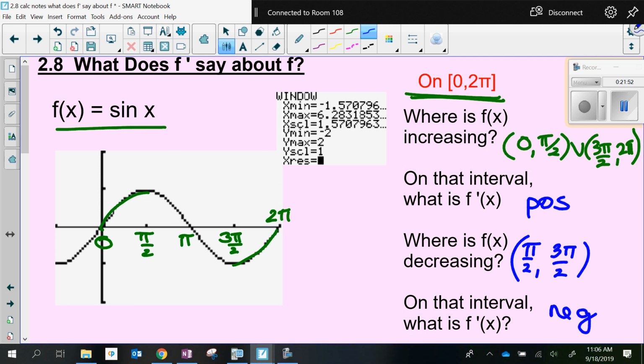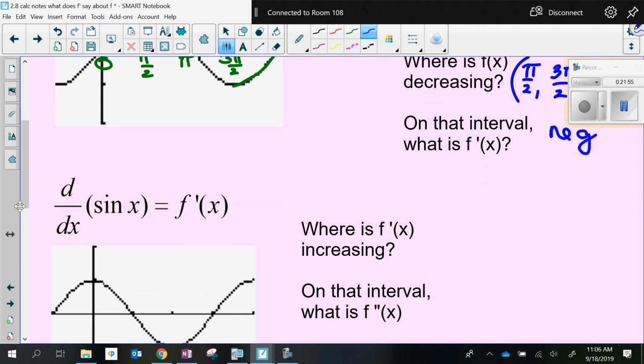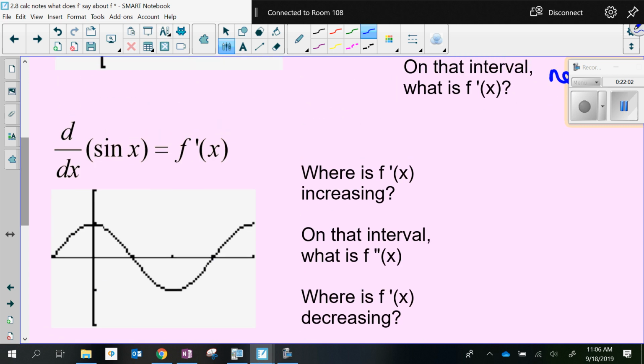You don't know this yet, but you have a derivative function key on your calculator. This right here is the derivative, F prime. You recognize it? It is cosine, Francis. Good job. Again, we're just looking from 0 to 2 pi. That's pi over 2, and that's 3 pi over 2 still. Now we're talking about F prime.